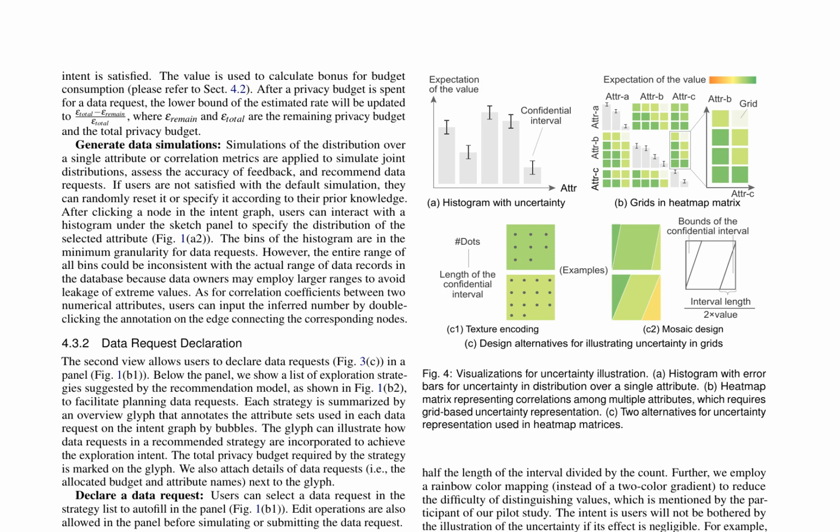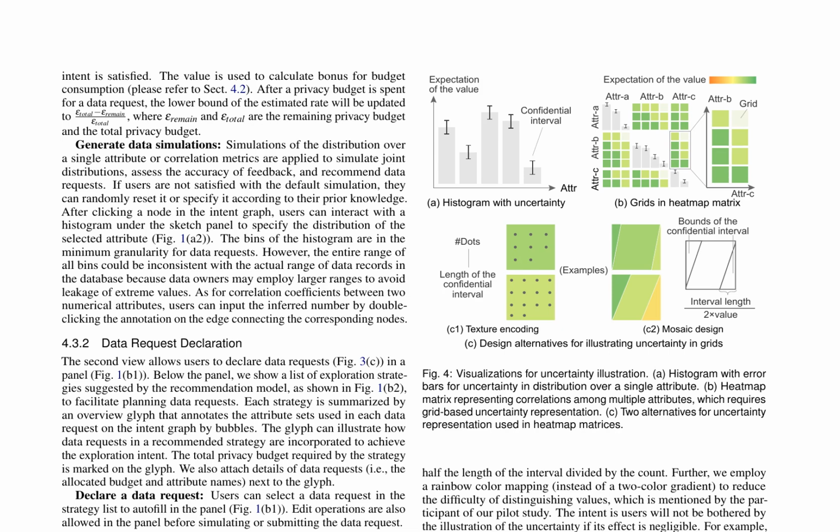In the data request declaration view, users declare data requests and view suggested exploration strategies, along with the total privacy budget required. Each strategy is summarized by an overview glyph that annotates the attribute sets used in each data request on the intent graph. The uncertainty illustration view enables users to understand the uncertainty in the responses to data requests.